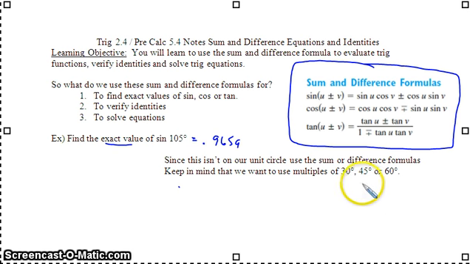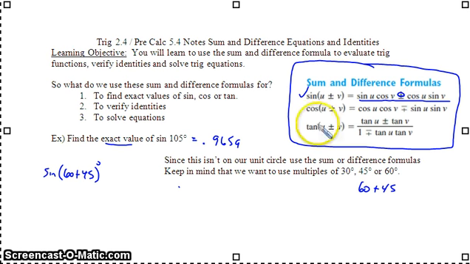Right away I'm thinking 60 plus 45, because I know both of those angles are on my unit circle. So instead of saying the sine of 105, I'm going to say the sine of 60 plus 45 degrees. If I add that up, I still get 105. Since I'm using the plus formula, I'm going to use this top formula, the sine with the plus sign here.